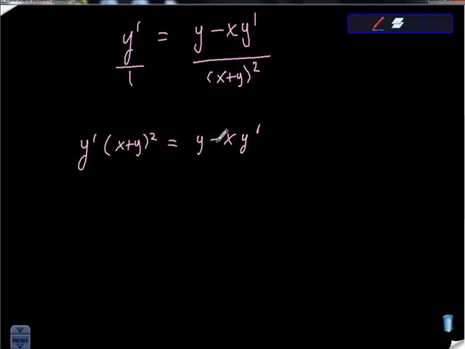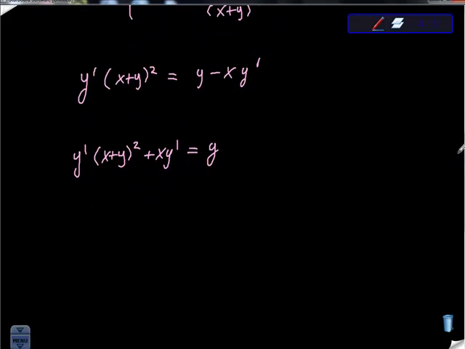And I'm going to add xy prime to both sides. So I get y prime times (x plus y) squared. Remember, we couldn't distribute this if we wanted to because of this. Plus xy prime is equal to y. Believe it or not, we're almost there. It just looks a little bit bad.